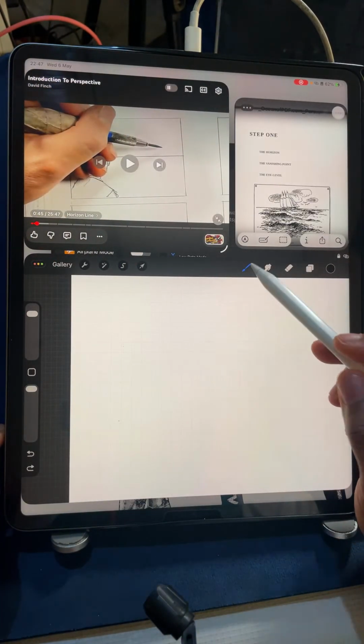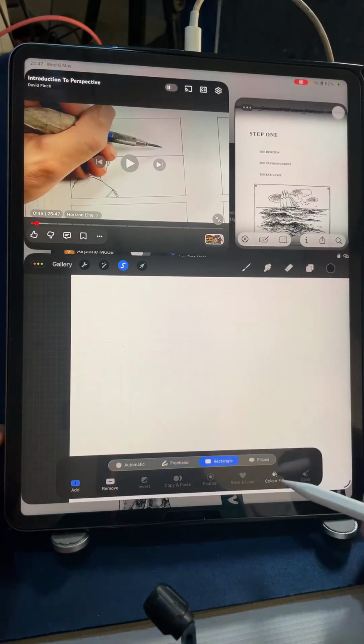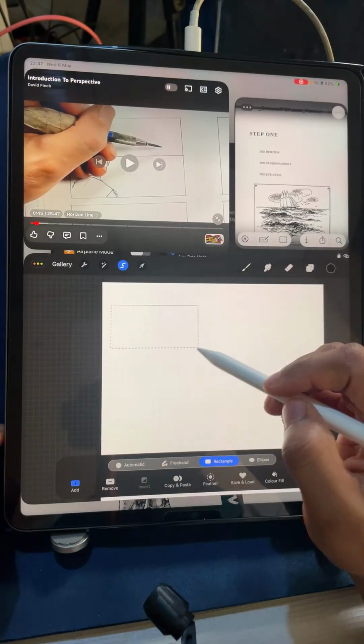Can't believe I have to organize stuff. All right, let's do something.